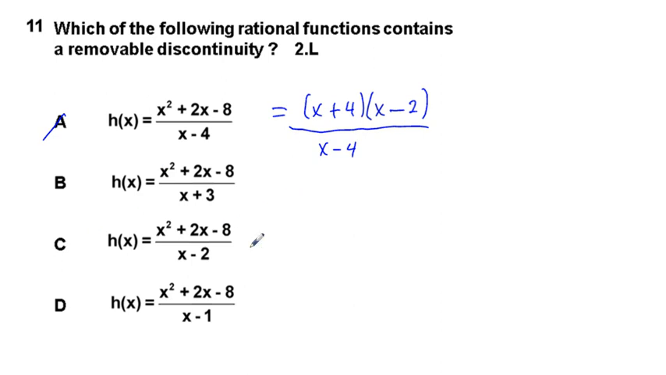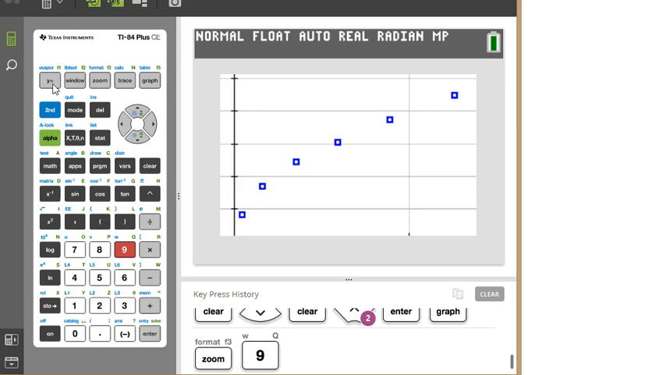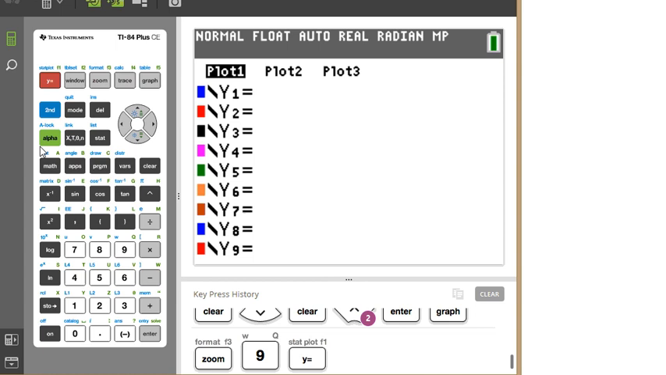And if you go down here, you have the same numerators in each case. Well, down here for C, you're going to have quantity x plus 4 times quantity x minus 2 over x minus 2, and we have cancellation here. So that's going to be your removable discontinuity. And when you graph the thing in a calculator, you're not going to see anything.